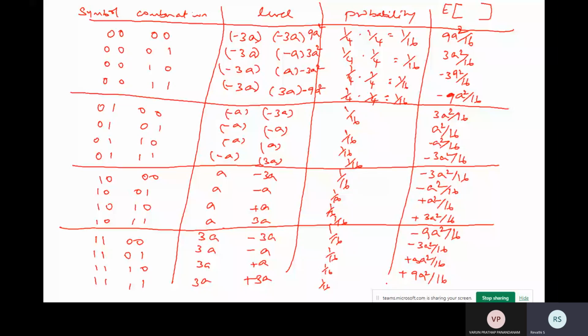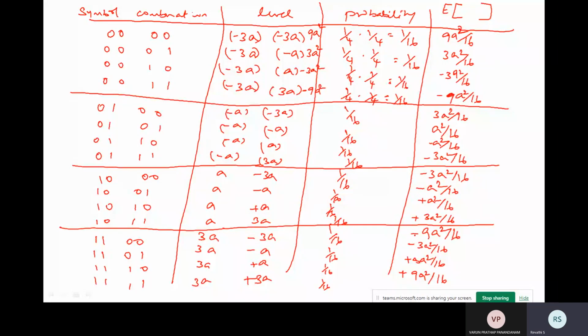So when you try to add for this final column, what will happen, you can see here plus 9a square by 16 will get cancelled with minus 9a square by 16. Similarly plus 3a square by 16 will get cancelled with minus 3a square by 16. So this happens for the first segment. Similarly for the second segment, positive is here, negative is here, which will get cancelled. Positive a square here, negative a square will get cancelled. Similarly for this segment also, negative and positive will get cancelled.